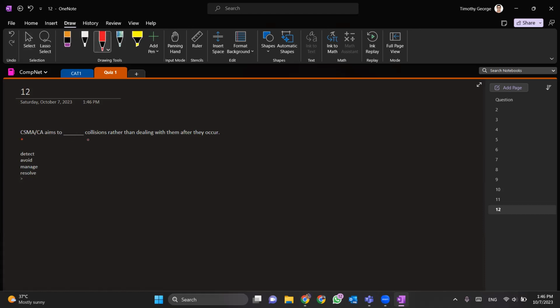Okay, CSMA CA aims to dash collisions rather than deal with them after they occur. Again, if you know what the full form of CSMA CA is, then you would be able to solve this question, because the CA itself is collision avoidance. So the answer is going to be avoid. It's not detection. That doesn't happen in CSMA CA. They don't try to manage a result. CSMA CA is carrier sense multiple access collision avoidance. Yeah, that is the answer for the 12th one.